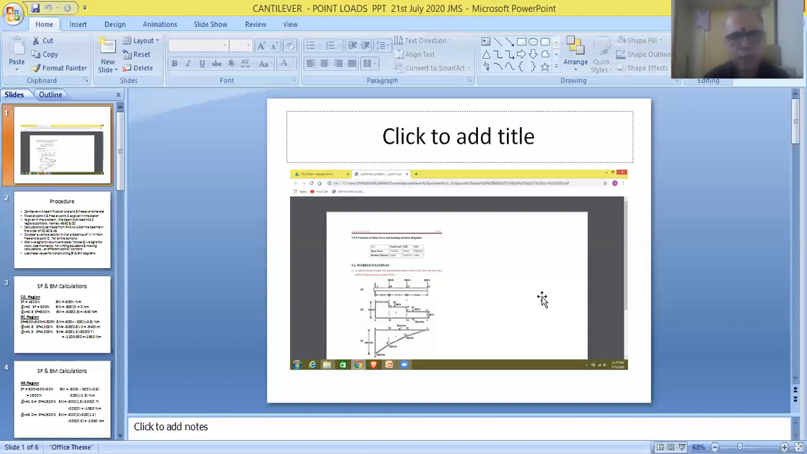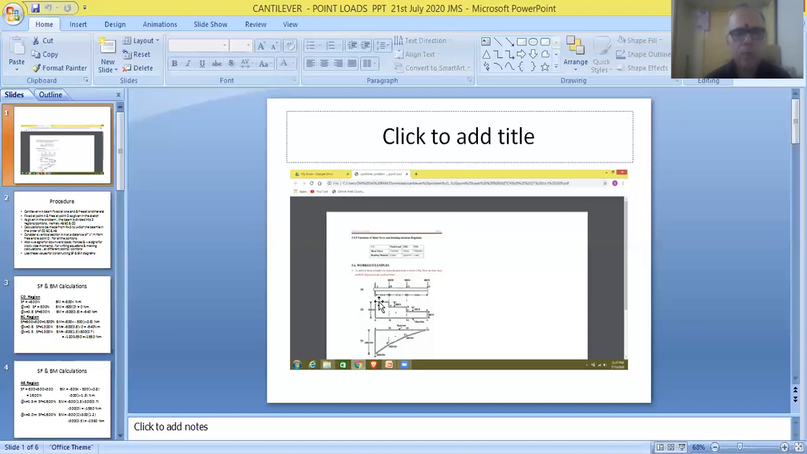So friends, construction of these diagrams is very essential while solving problems on cantilevers, and also while solving problems on simply supported beams. So friends, this is about the importance of preparing shear force and bending moment diagrams.